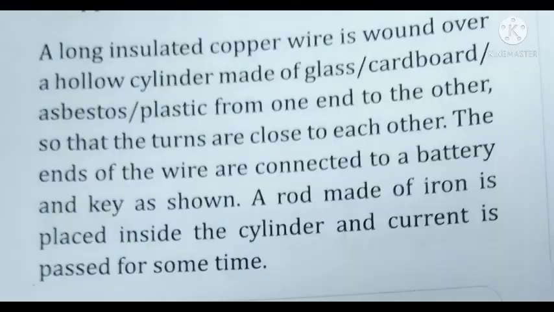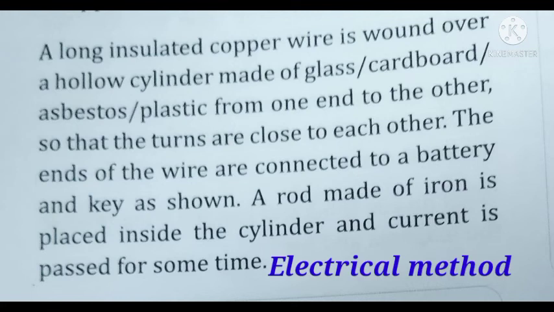Let's see the next method, that is the electrical method. When current is passed through a copper wire, the wire behaves as a magnet. When the switch is closed, current passes through the wire and the iron nail is magnetized. When current is stopped, the magnetic property disappears.